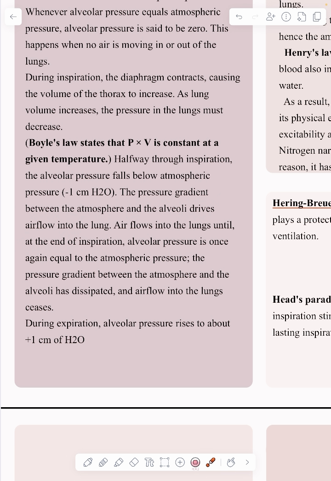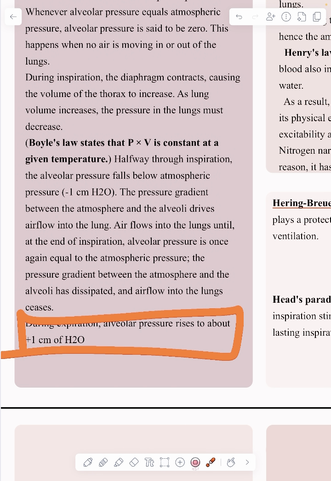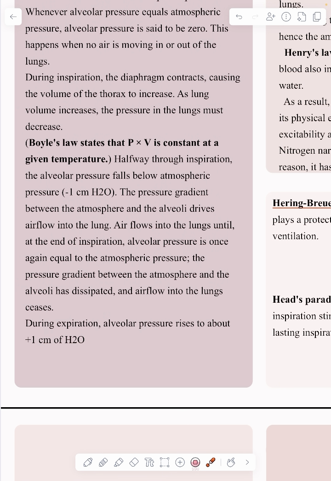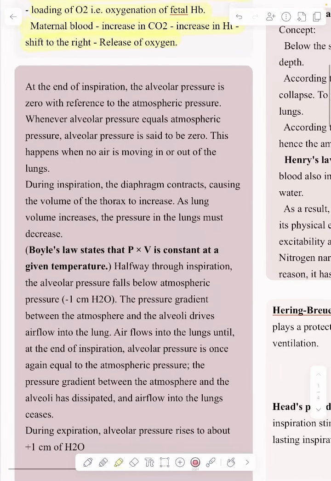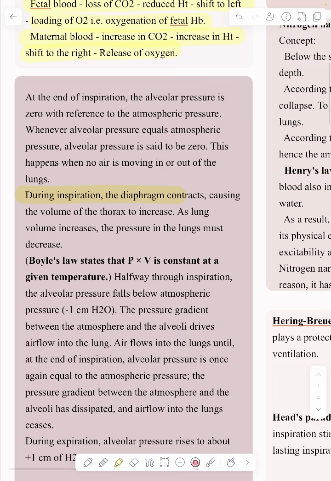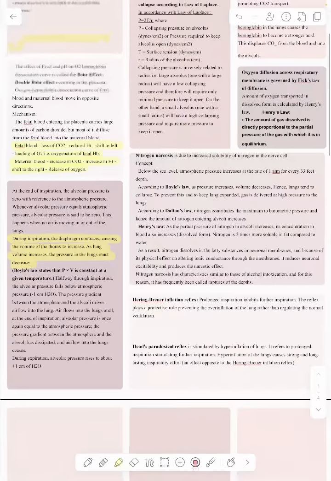Until at the end of inspiration, alveolar pressure is once again equal to the atmospheric pressure, and the pressure gradient between the atmosphere and the alveoli has dissipated and airflow into the lungs ceases. During expiration, alveolar pressure rises to about +1 centimeter water. So here, this is the line we should be remembering. During inspiration, what happens?